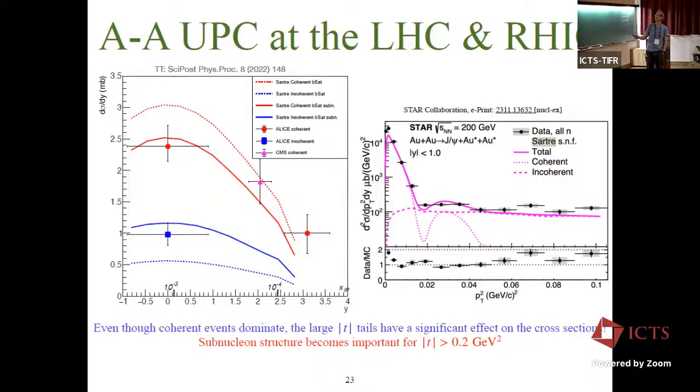And we see that this T spectrum, well, it's T squared of the vector meson, but that's basically the T spectrum, works well up to at least 0.1 GeV squared here. So we have a whole part of the spectrum which can be well described with these subnucleon fluctuations.